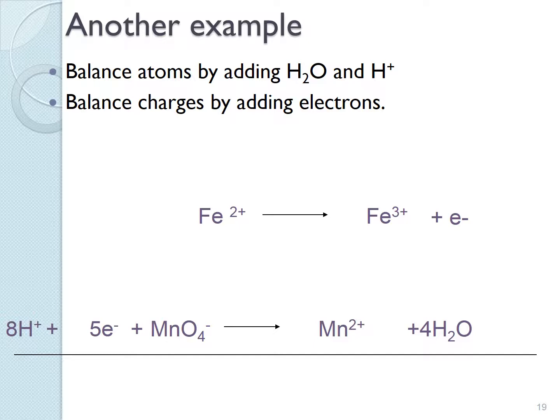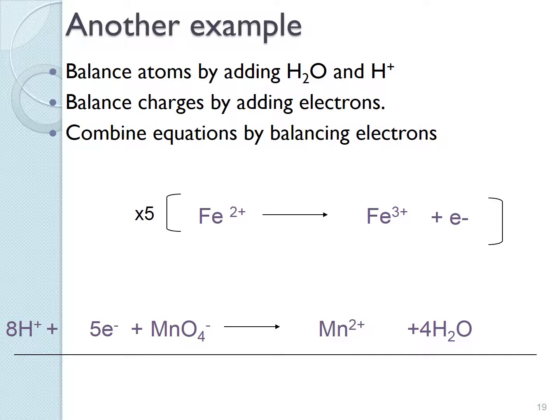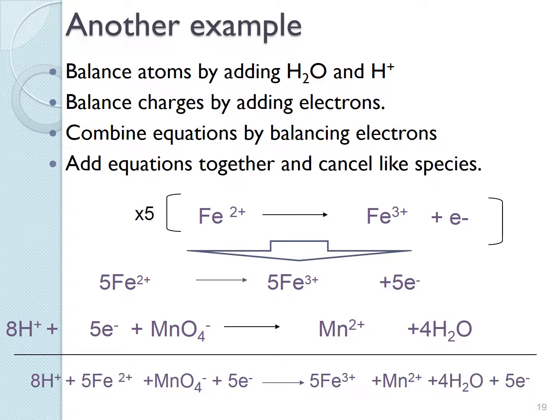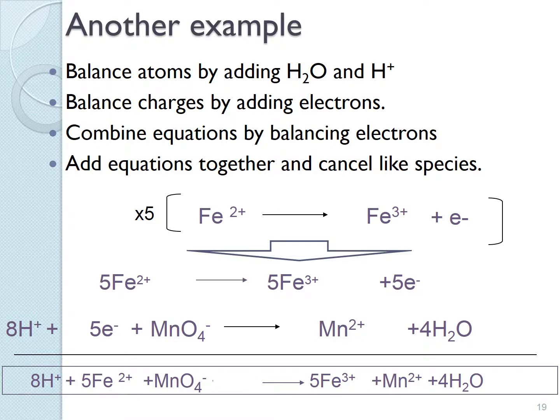The next thing we have to do is make sure our electrons are the same in the 2 equations. So we're going to have to multiply that first equation by 5. When we do that, we get 5 Fe2+ gives us 5 Fe3+ plus 5 electrons. Now the electrons are the same on both sides, so we can add the 2 equations together. 8H+ plus 5 Fe2+ plus MnO4- plus 5 electrons gives us 5 Fe3+ plus Mn2+ plus 4 H2O plus 5 electrons on the right hand side. Then we cancel like species, which are the electrons. So here is our balanced equation.